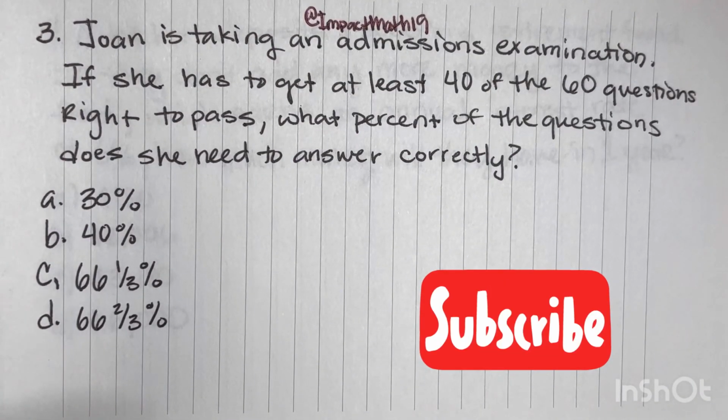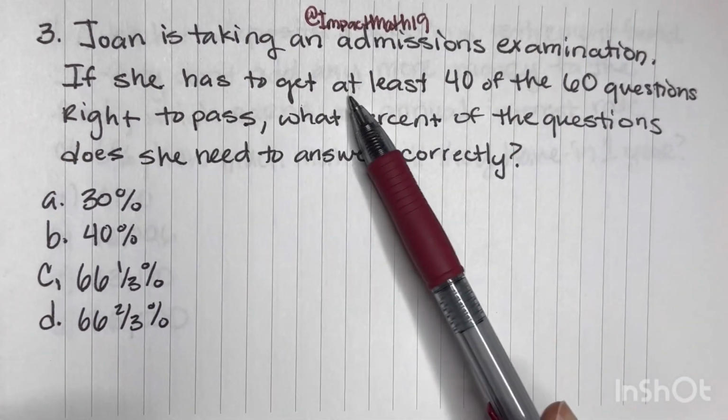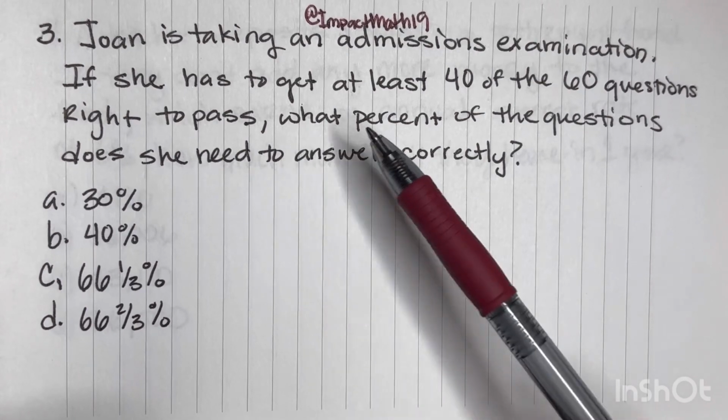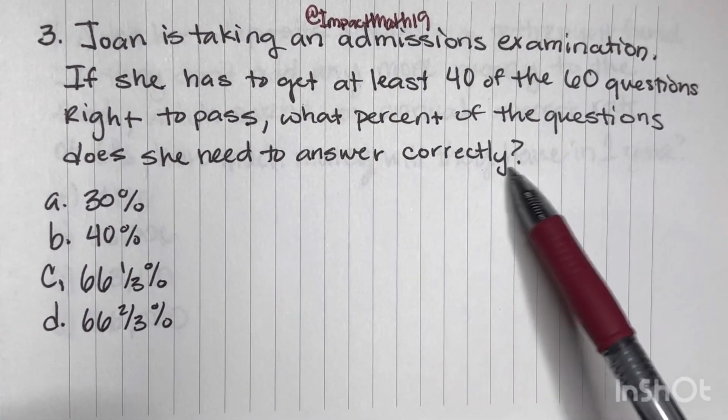Joanne is taking an admissions examination. If she has to get at least 40 of the 60 questions right to pass, what percent of questions does she need to answer correctly?